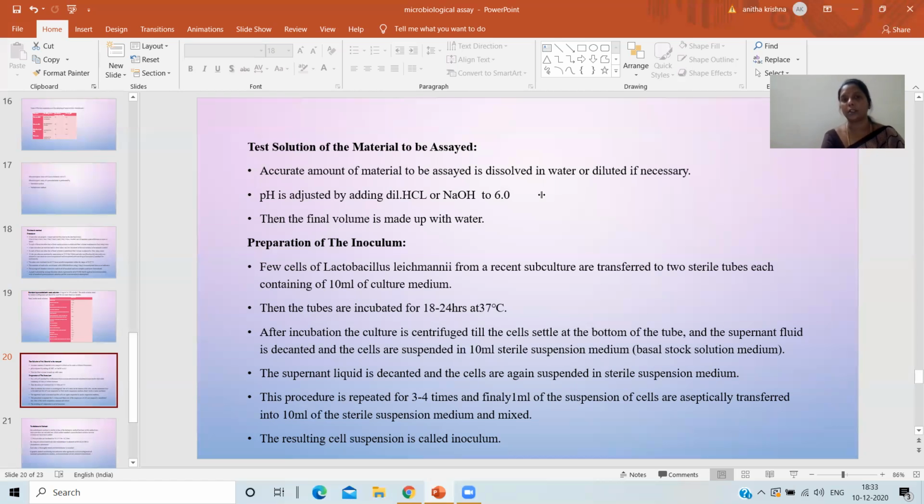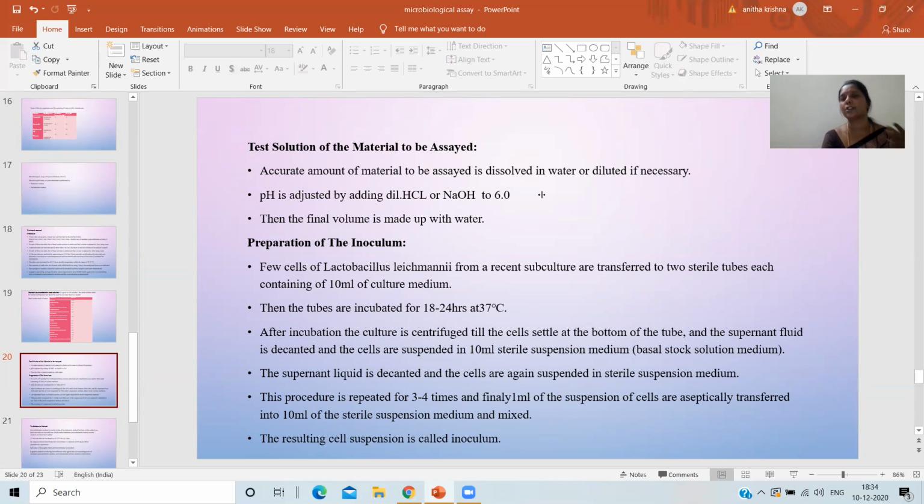Then the preparation of the inoculum. How do you prepare the inoculum? Generally, a few cells of Lactobacillus leichmannii are taken from a recent subculture and transferred to 2 sterile tubes, each containing 10 ml of the culture medium. So 2 tubes have to be taken. In each tube, you add 10 ml of culture medium, and to that you add a few cells of your organism. Then the tubes are incubated for 18 to 24 hours at 37 degrees.